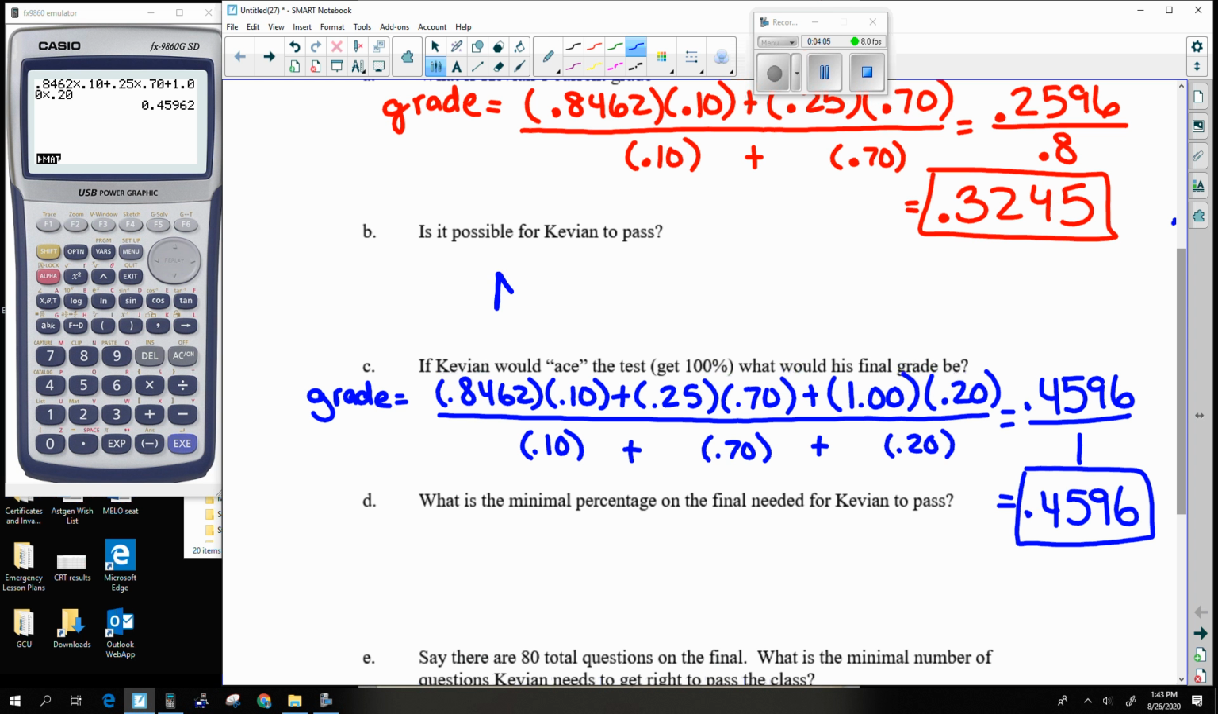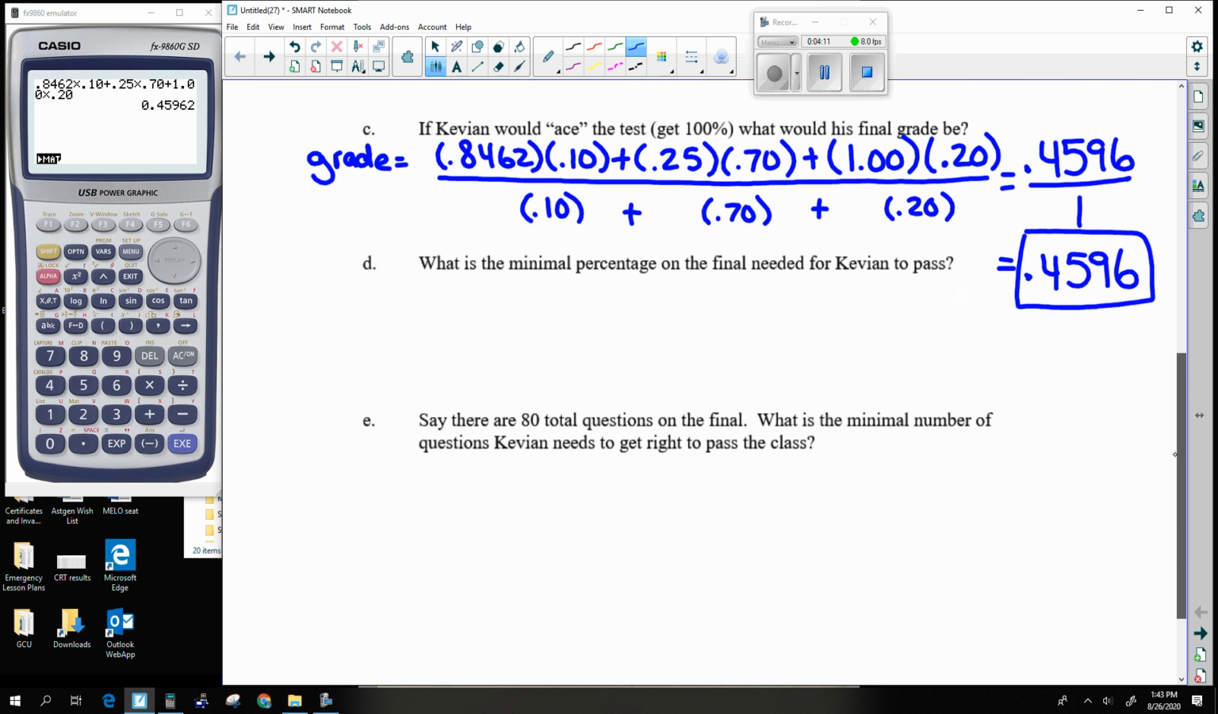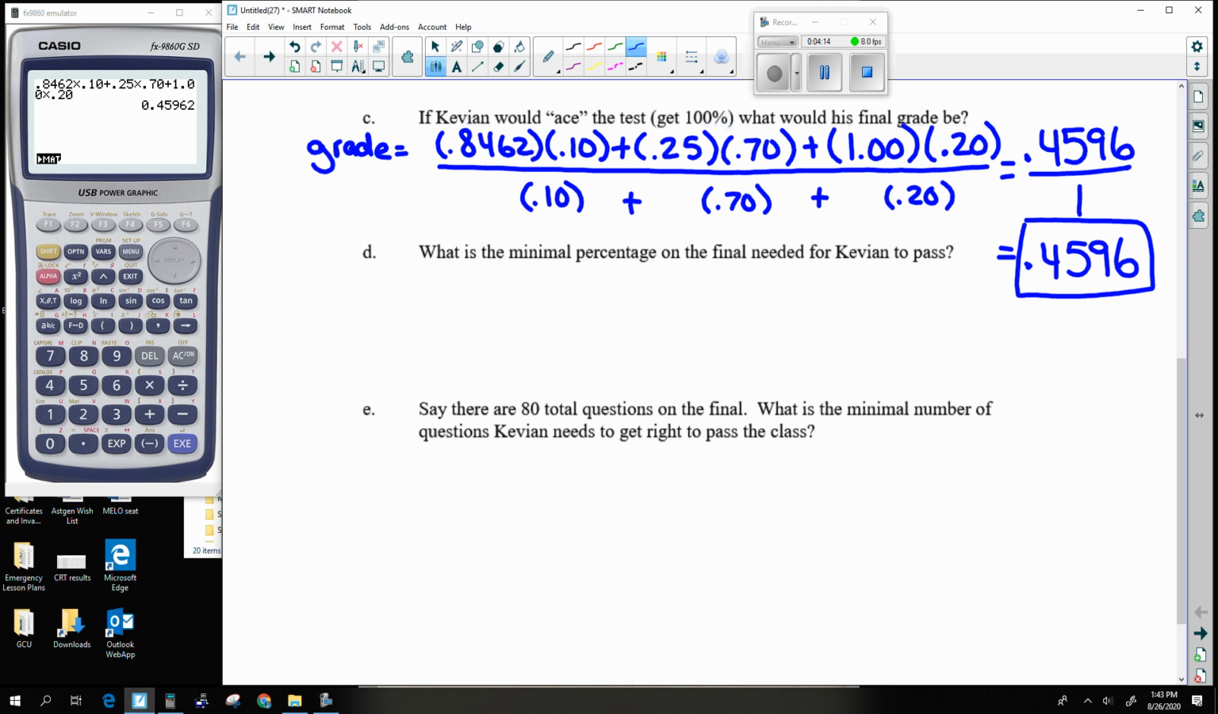So is it possible for Kevion to pass? No, it is not possible. But hypothetically, let's kind of live in a dream world and figure out what would have to happen if he were to take the final and things like that for Kevion to pass. Again, these are just going to be make-believe numbers. So for Kevion to pass, his grade is going to have to be 60%. And what this question is asking is, I don't know what I'm getting on that final. So that's going to be an X, in essence, in that situation. So let's go ahead and figure this out.